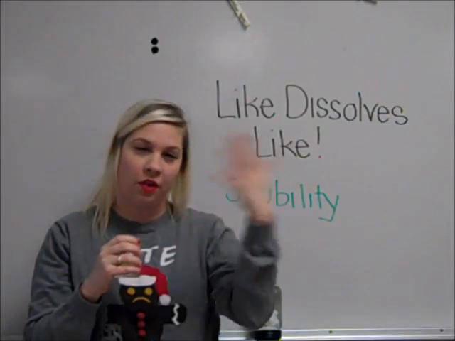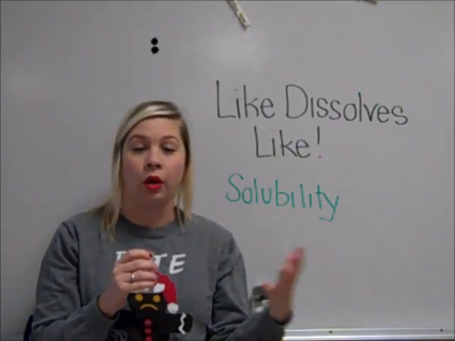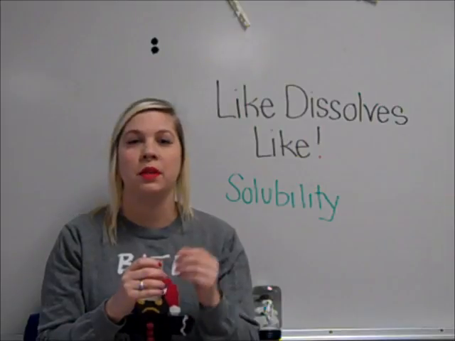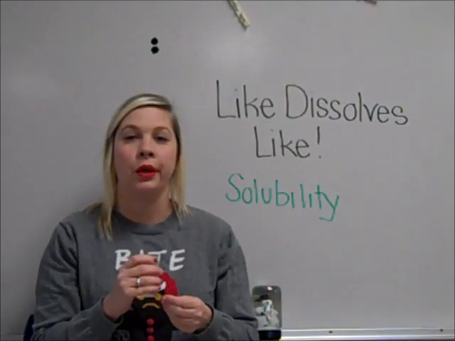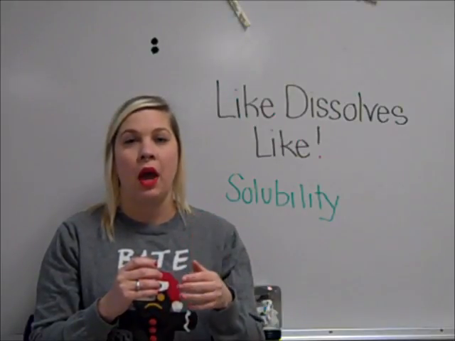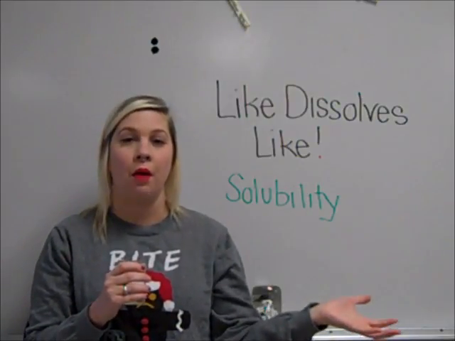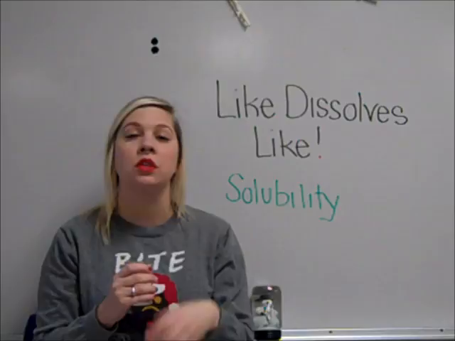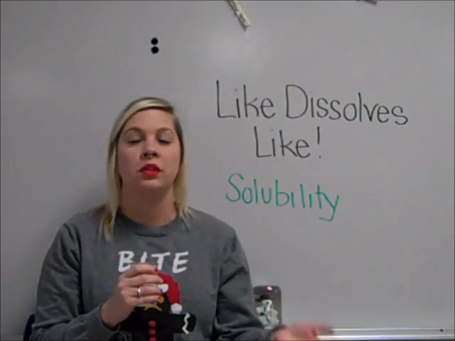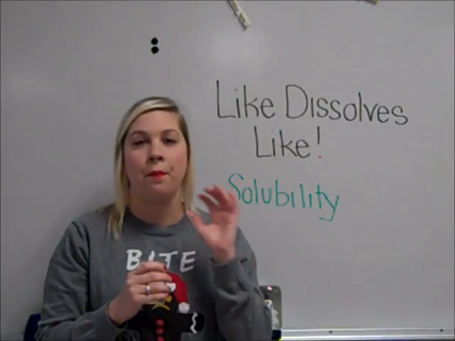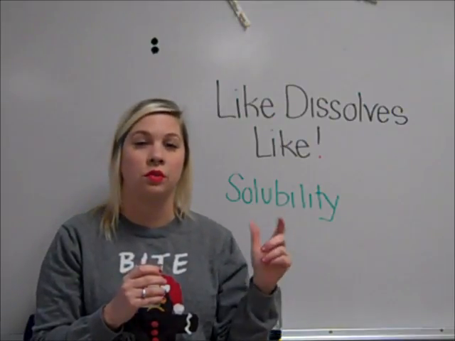The other ones that are soluble would be non-polar and non-polar molecules. So if you have something that's non-polar, it will dissolve or be soluble in another substance that is non-polar. And then if you have a polar molecule and an ionic compound, the ionic compound will also dissolve in the polar molecule. So for example, salt will dissolve in water. So water is the polar molecule and salt is the ionic compound. So those are also soluble.